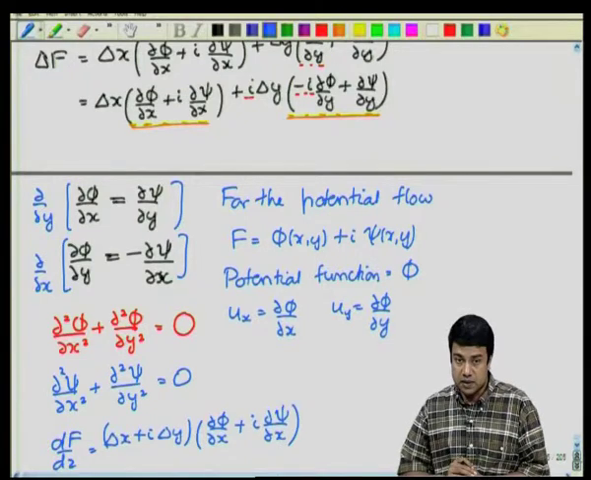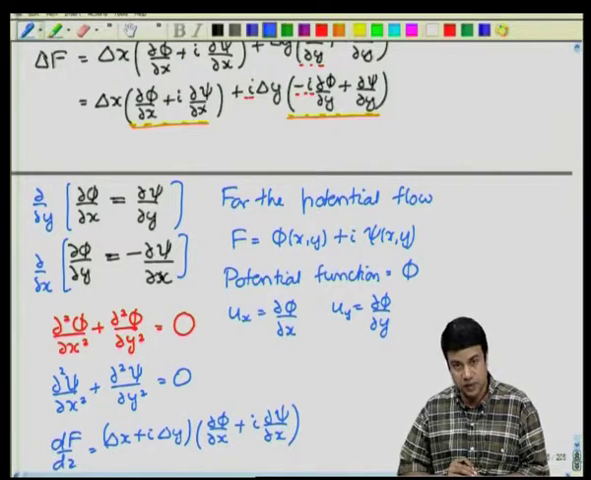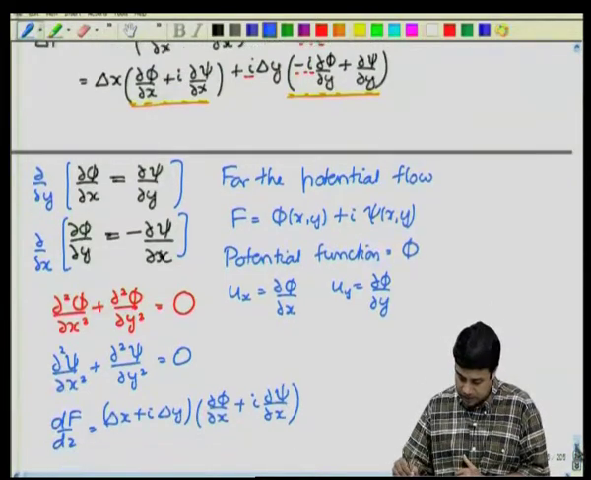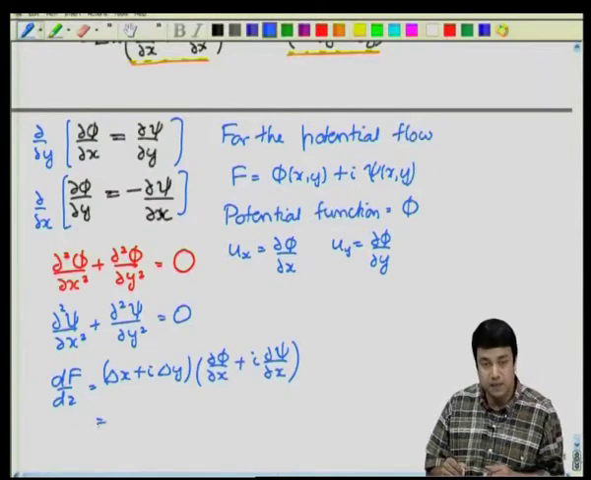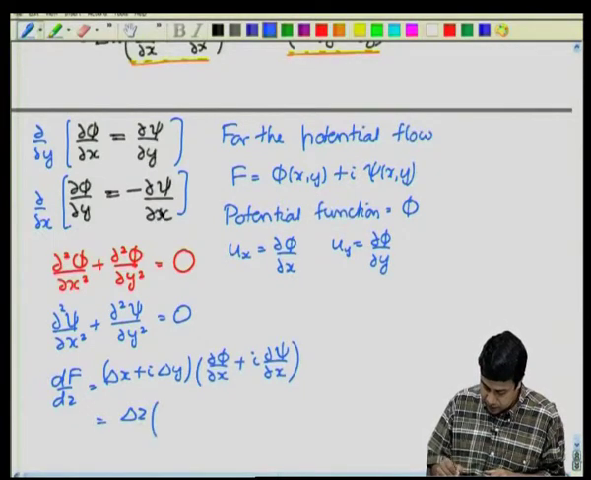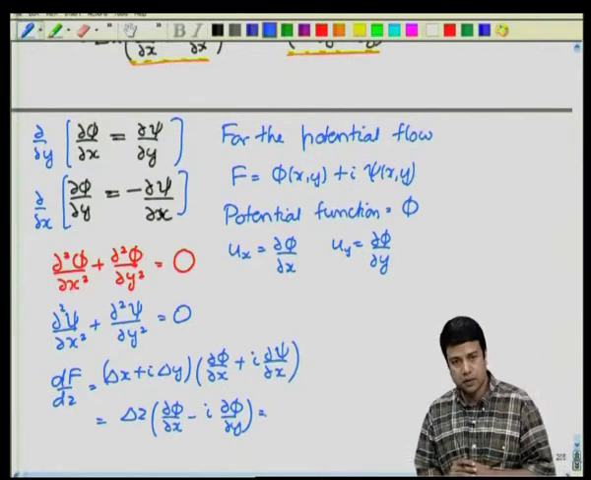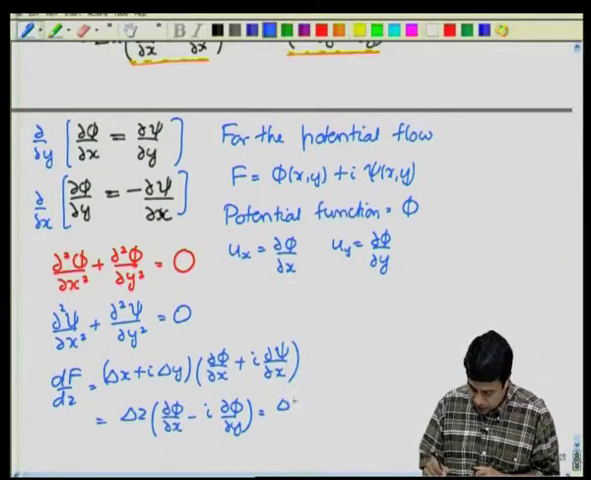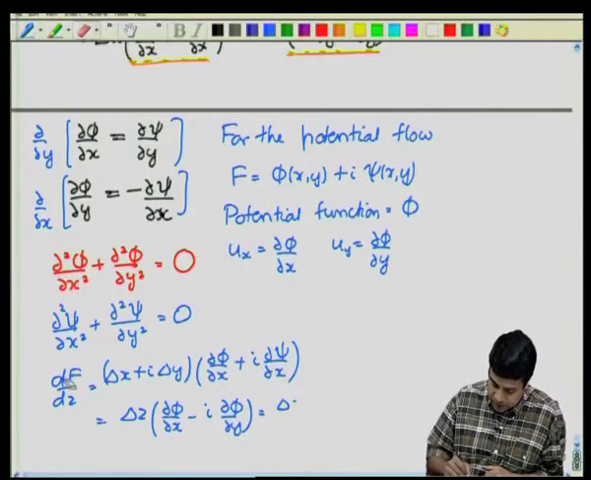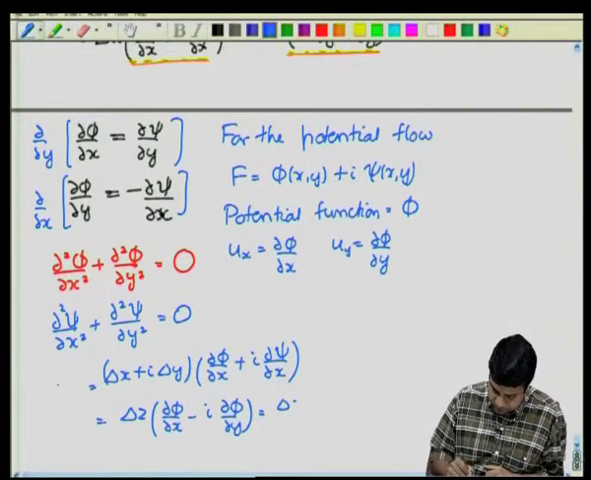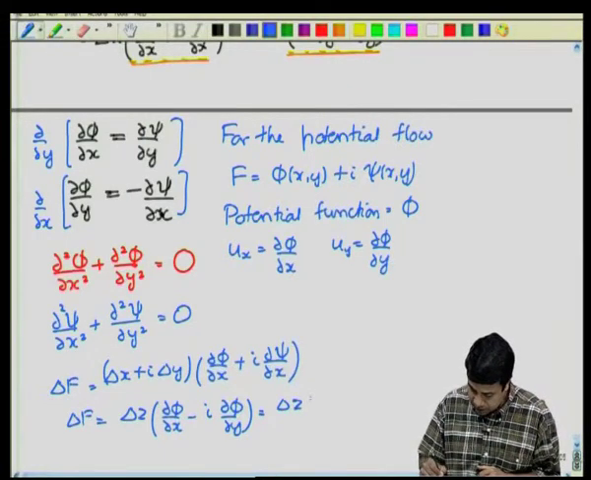However, I times partial psi by partial x, okay, we have the Cauchy-Riemann condition here that partial psi by partial x is equal to minus partial phi by partial y. Okay. So, this is equal to delta x plus I delta y is just delta z into partial phi by partial x minus I partial phi by partial y, okay, which is equal to, I am sorry, I should write the left hand side as delta f here. Okay. It is equal to delta z times u x minus I u y.